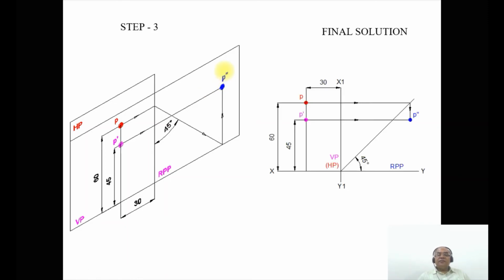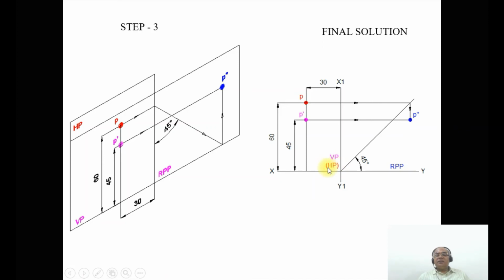As you see the final solution, this solution and this solution are exactly the same. But here you can see the distance with respect to the profile plane, which is behind RPP, is 30 mm. So you draw the XY line and X1Y1 line, and identify the planes here. VP and HP is the one which is in bracket. Why? Because the horizontal plane is the one which has been rotated.